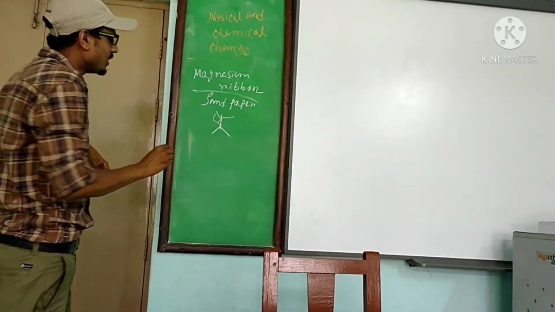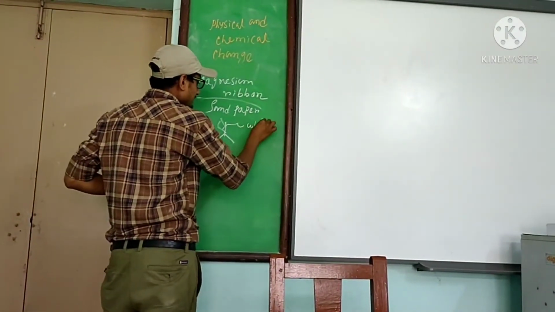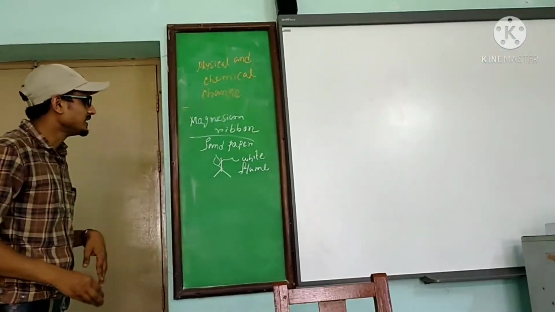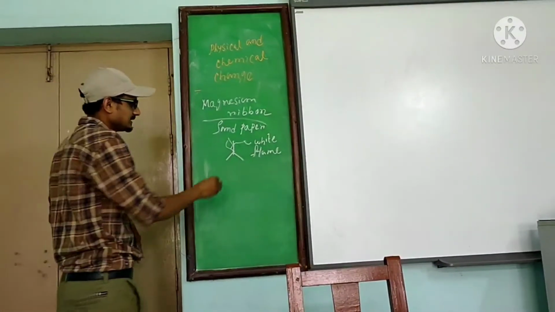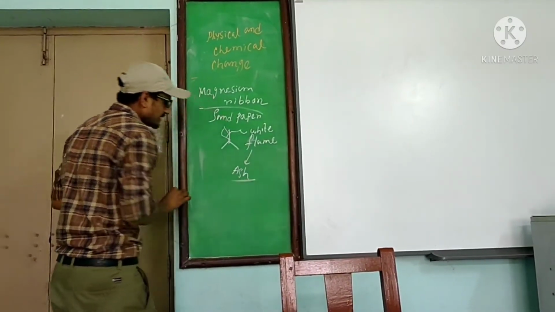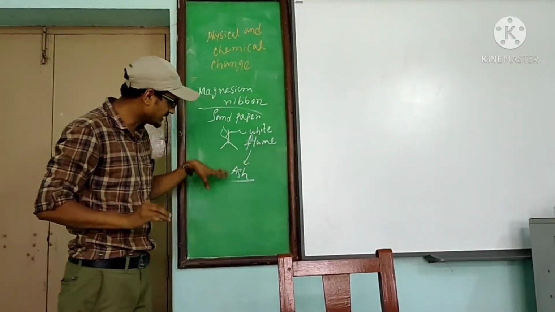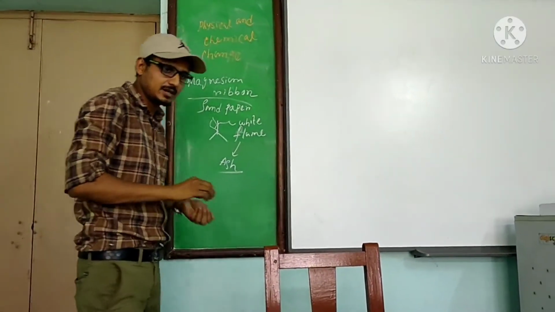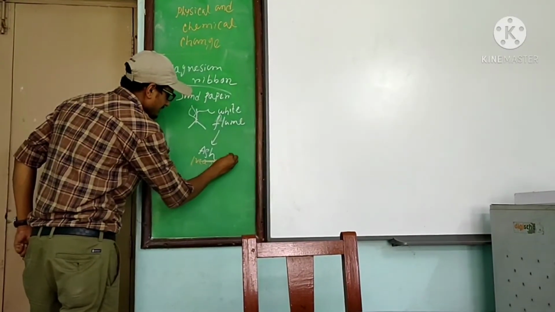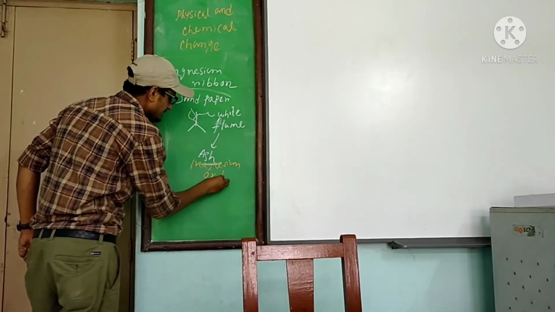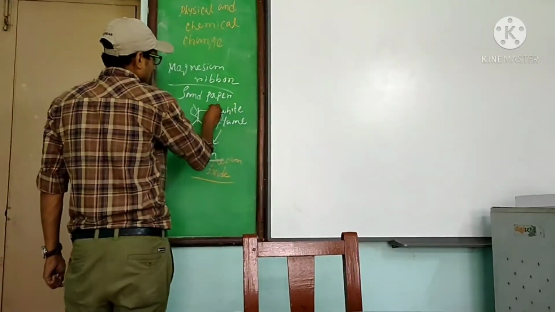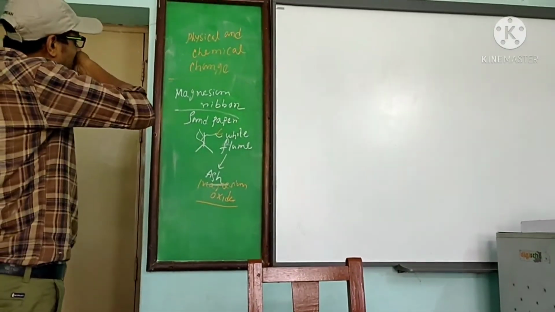what you will see is a white flame. White flame will be observed by you, and after that you will see that ash will form. After this white flame, you will get ash, and this ash is nothing but magnesium oxide. Okay, so this is the experiment of magnesium ribbon. A very beautiful white flame we can observe by reacting with the oxygen.